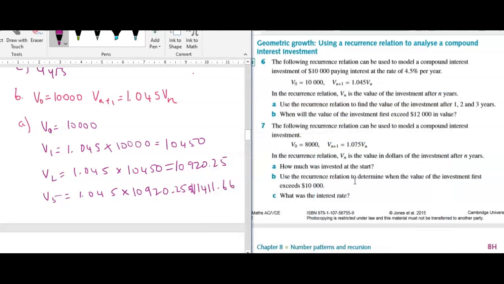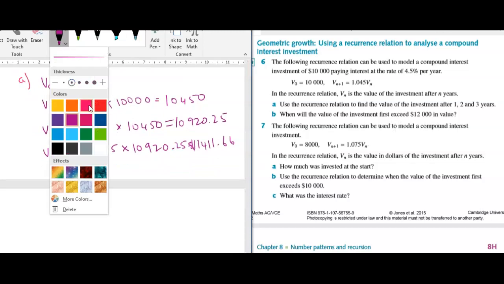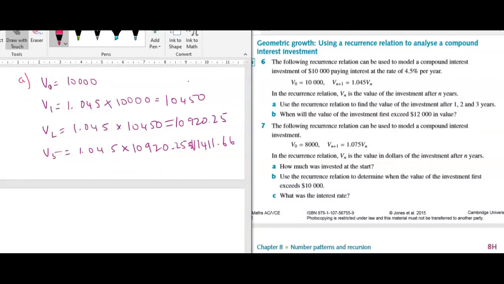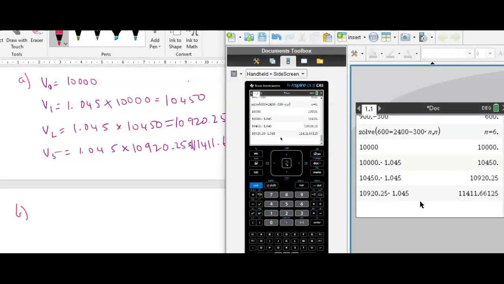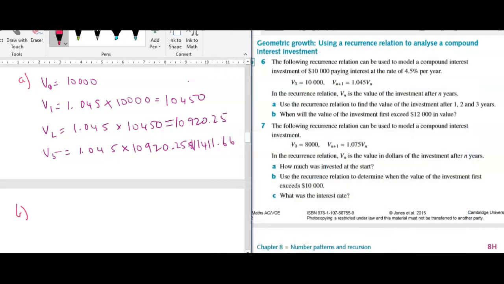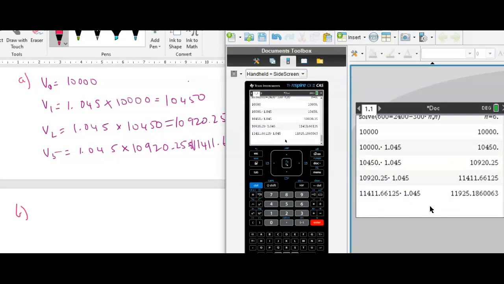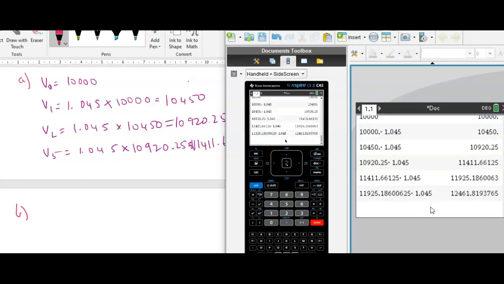All right, so when will the value of the investment first exceed $12,000 in value? So let's just write B here. So I'm just going to keep pressing enter on my calculator. You could set up a rule just like we did before. I find it quite fun pressing enter on my calculator all the time. Okay, so we're starting off with 10,000. We've already done 1, 2, 3. We want to know when it will be over $12,000. Okay, so we'll keep pressing enter until we get to 12,000. So there's 3, 4, 5. So 5 years.